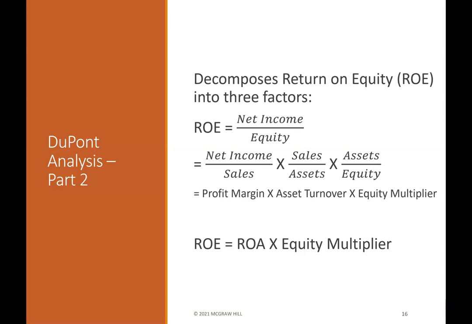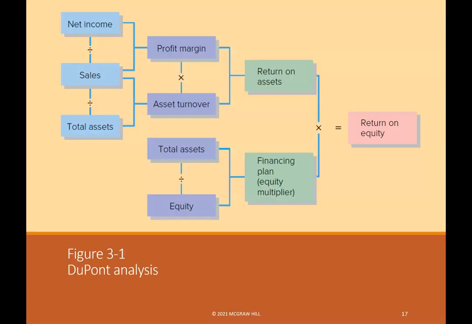You can see in the three parts of this formula, sales is on the top and bottom, so that cancels itself out. And assets is on the top and bottom, so that cancels itself out. And so that's why we're only left with net income on the top and equity on the bottom. Figure 3-1, DuPont analysis: net income divided by sales and sales divided by total assets, profit margin times asset turnover, gives you return on assets. Total assets divided by equity gives you the financing plan, the equity multiplier, which equals return on equity. So it's just another way of looking at what we just covered in the previous slide.